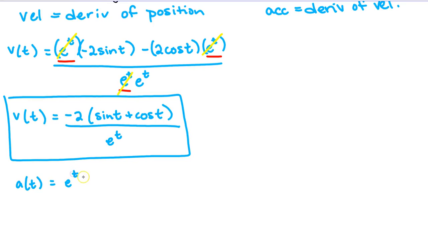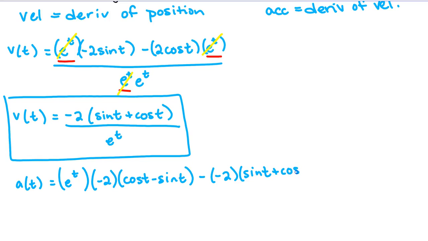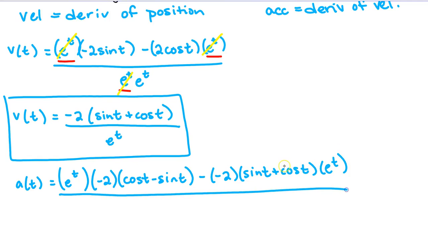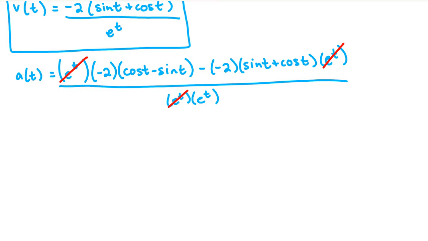The bottom times the derivative of the top. So -2 times the derivative of sine is cosine, the derivative of cosine is negative sine, minus the top times the derivative of the bottom over the bottom squared, and once again we can just think of that as e to the t times e to the t. And just like we did before, we have a factor of e to the t in both terms of the top that we can cancel with the bottom. And now let's see what we can do.